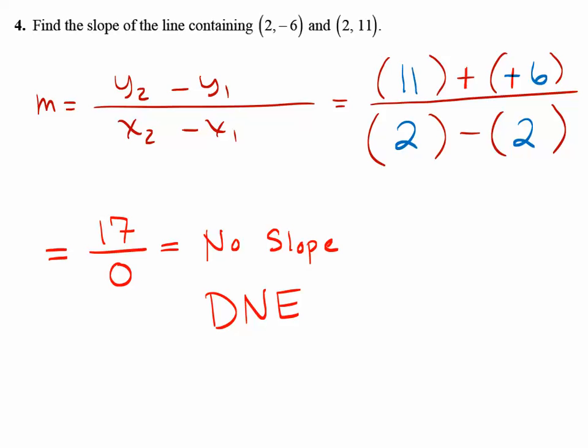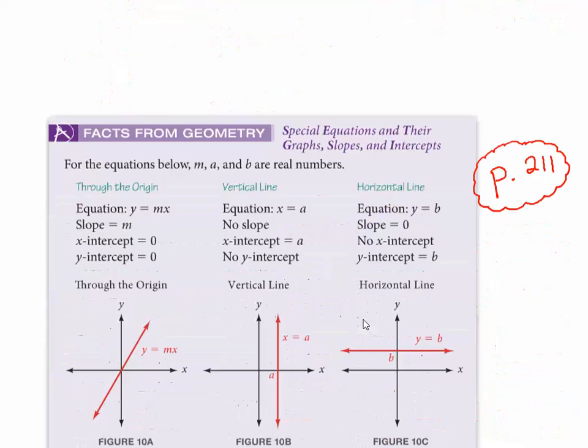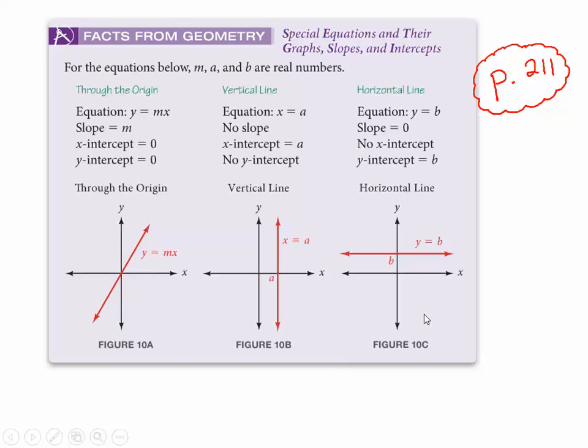Okay, another page you probably might be familiar with, should be familiar with, is page 211. This one has a little bit more information now than page 194. So there's a line through the origin again. There's a vertical line, and it shows that you have a no slope.